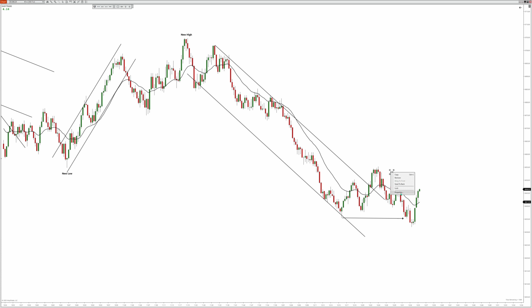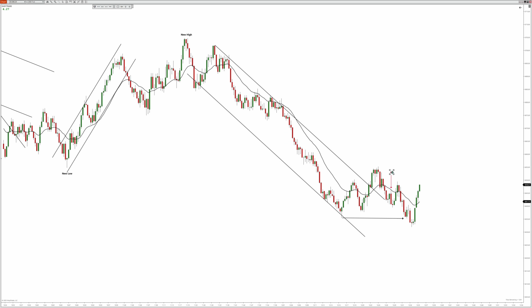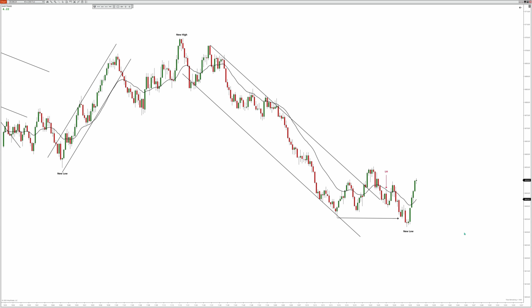The more intricate the setup that forms, like a failed second entry long is more intricate, I guess, than a lower high, it has a higher probability chance of succeeding, right? So now that we created new low, we can expect correction or reversal.